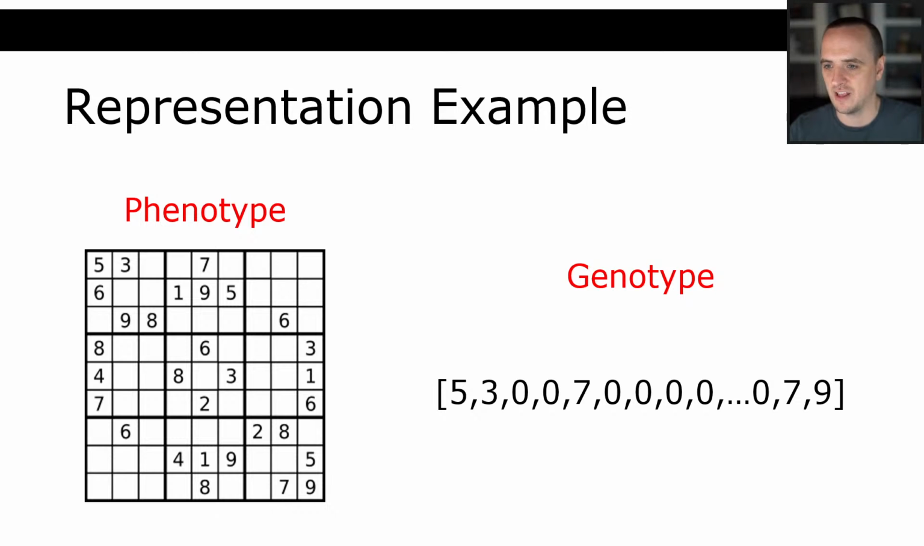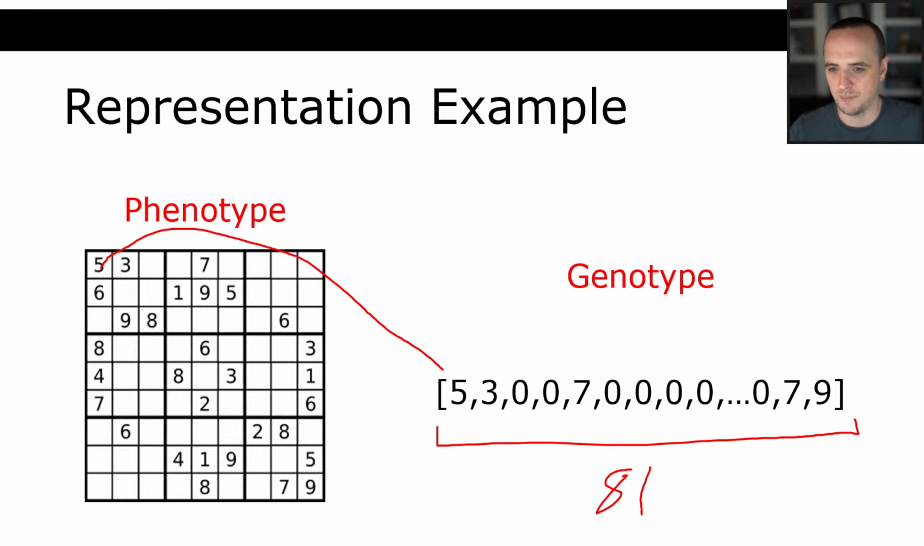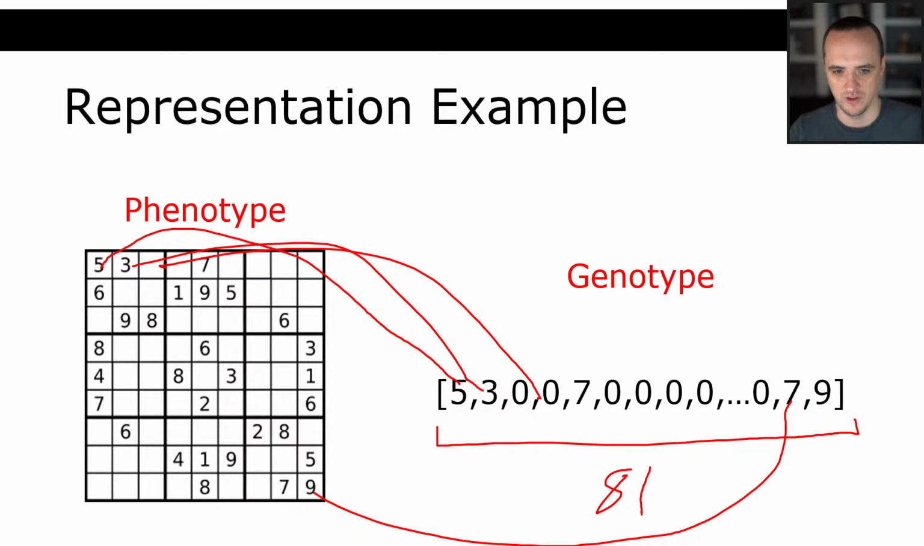So this one right here has 81 elements, right? It's 9 by 9. And we just take the top left thing, put it here, the next thing, put it here, the next thing, put it here, and then eventually we get this thing and put it here. Or sorry, that's supposed to go there. So the phenotype is the actual thing. The genotype is the representation of that thing that our evolutionary algorithm will work on.